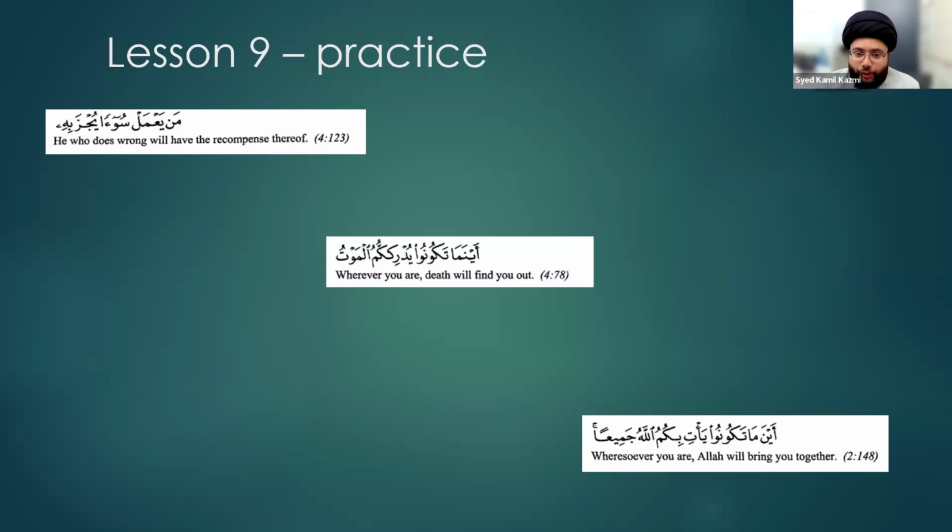Okay. So أينما تكونوا, the going away of the noon itself is the quote unquote sukoon here, right? That sukoon on the alif is for beautification in the written sense. تكونوا. So أينما تكونوا يدرككم الموت. And what is it saying? Wherever you are, death will find you.